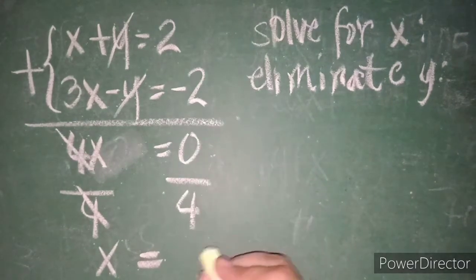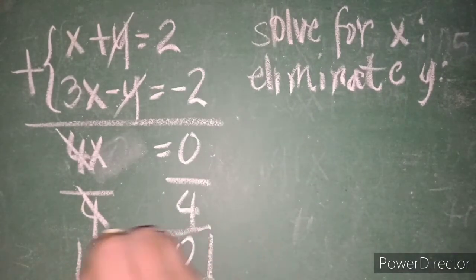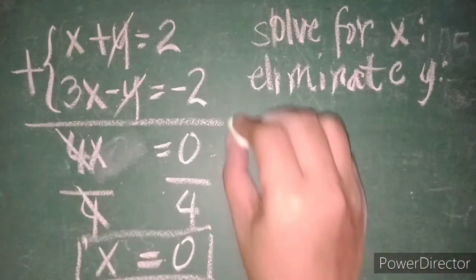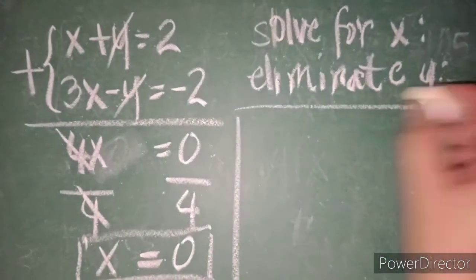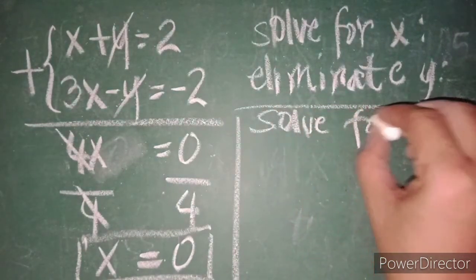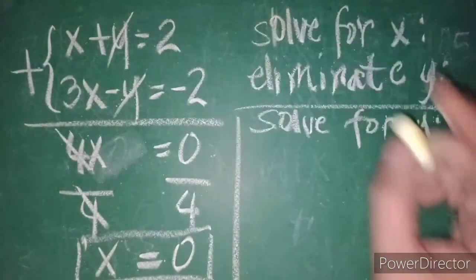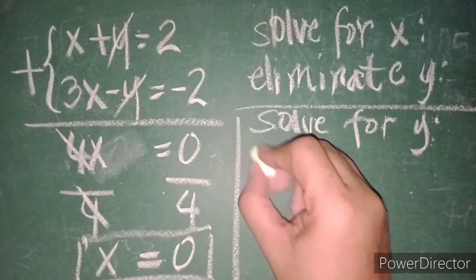The answer is 0. So, ang value ng x natin ngayon is equal to 0. And then, the next step is to solve the value of y. Since nakuha na natin yung value ng x, which is 0, isa-substitute na lang natin siya alinman dyan sa dalawang equation. Pwede nating gamitin. Okay?